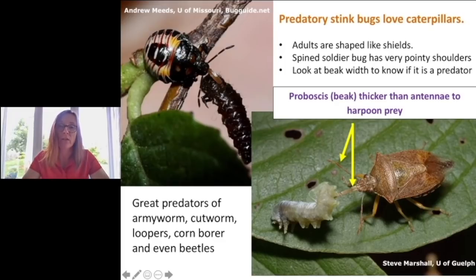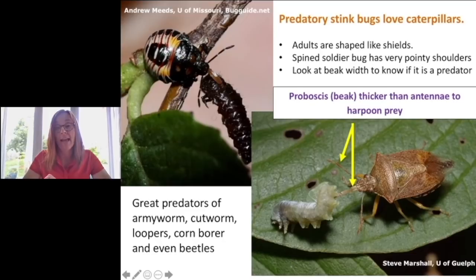They love caterpillars, but I've seen them even take out dragonflies, sadly monarchs sometimes, or even some of their own, which is good if it's a pest species. So always look for pointed shoulders and their wide beak.